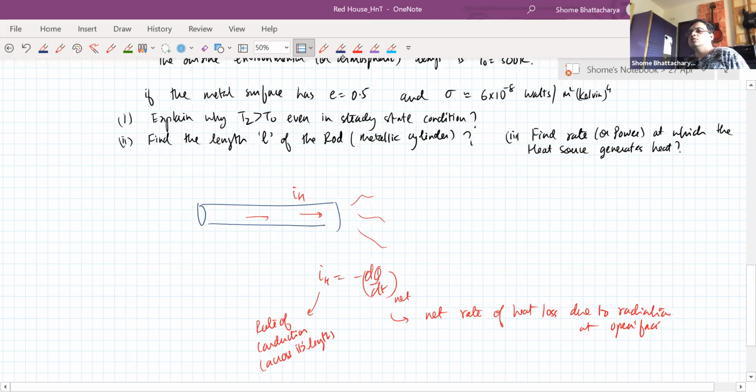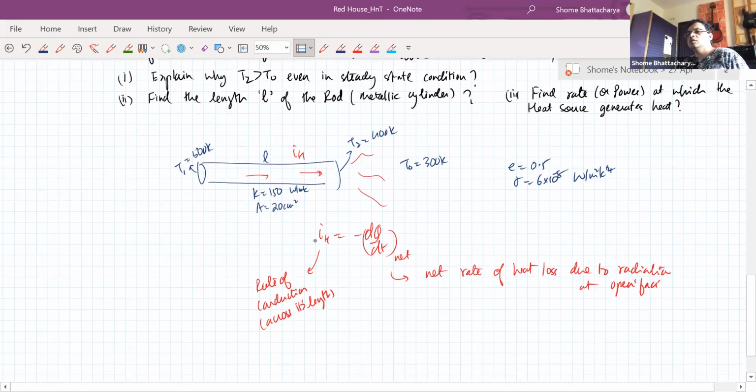Okay. So the length is some unknown L, thermal conductivity is given to me as 150, area of cross section is given to me as 20 centimeters square. This T1 on this side is given to me as 500 Kelvin. T2 on this surface is given as 400 Kelvin, and the surrounding temperature is 300 Kelvin, and also emissivity is 0.5, right? And sigma is 6 into 10 raised power minus 8, like this. Okay.